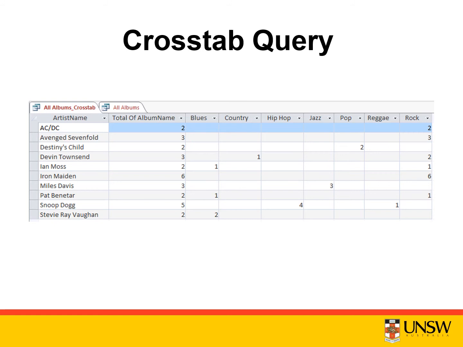As you can see here, we have artist names in the first column. The second column shows the total number of albums of each artist, and the other columns show different genres and the number of albums that each artist has published under each one.